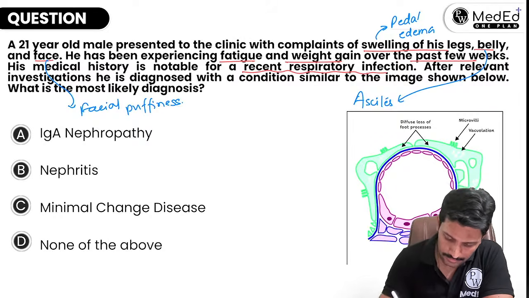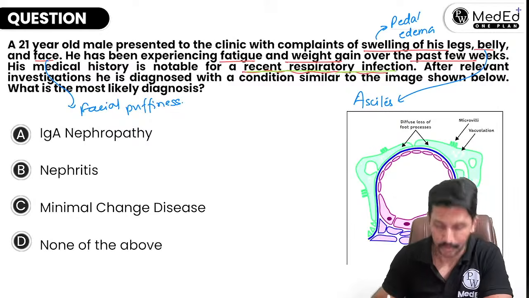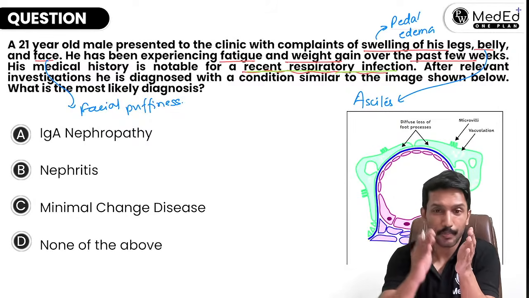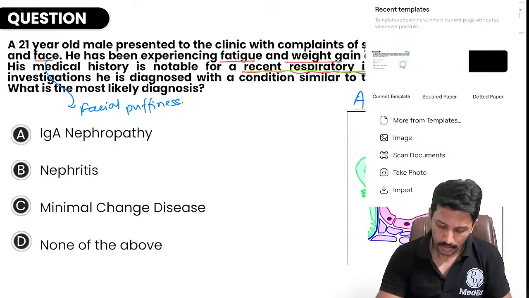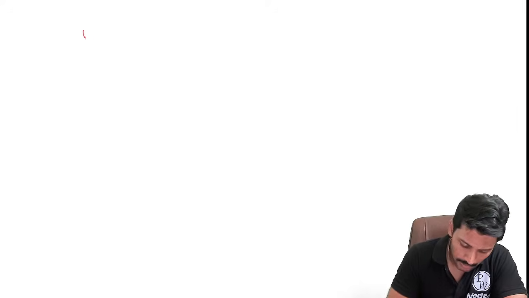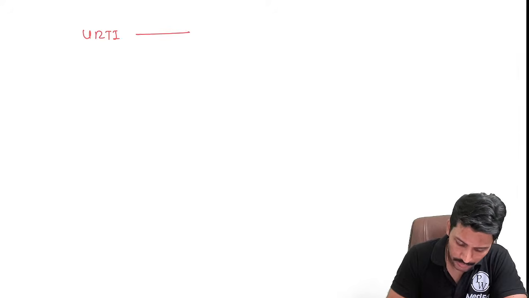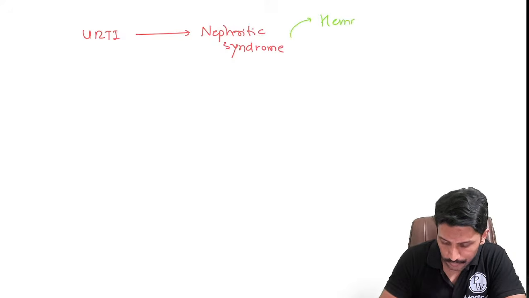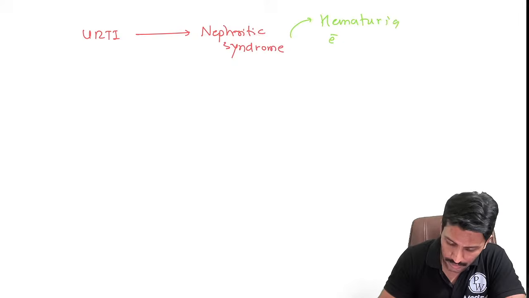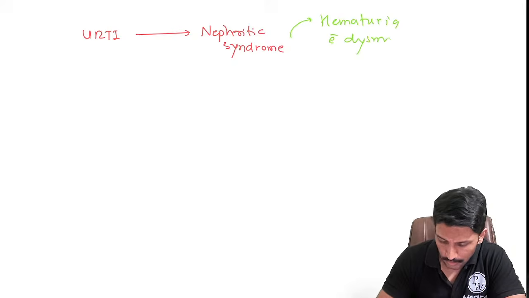Okay. And then there was mention of some recent respiratory infection. If you think of respiratory infection precipitating renal dysfunction, we think about two conditions. What are those? If there was an upper respiratory tract infection and after that nephritic syndrome, that is the patient developing. What are the components of nephritic syndrome? Hematuria with dysmorphic RBCs.